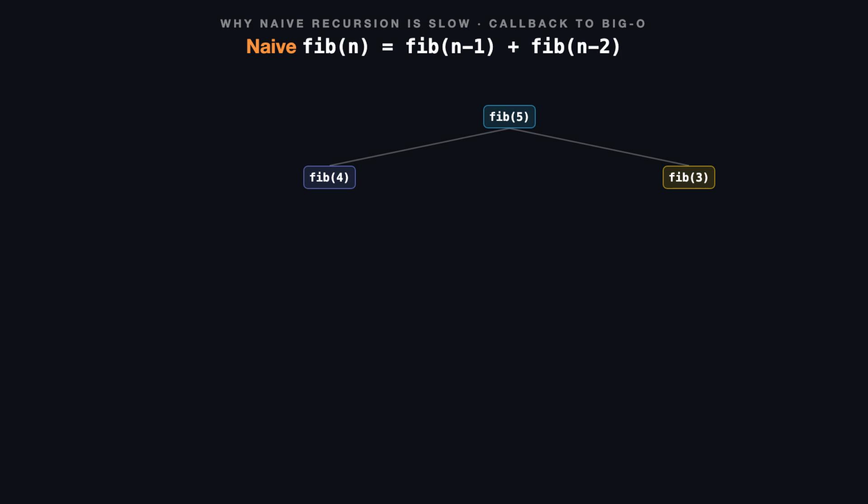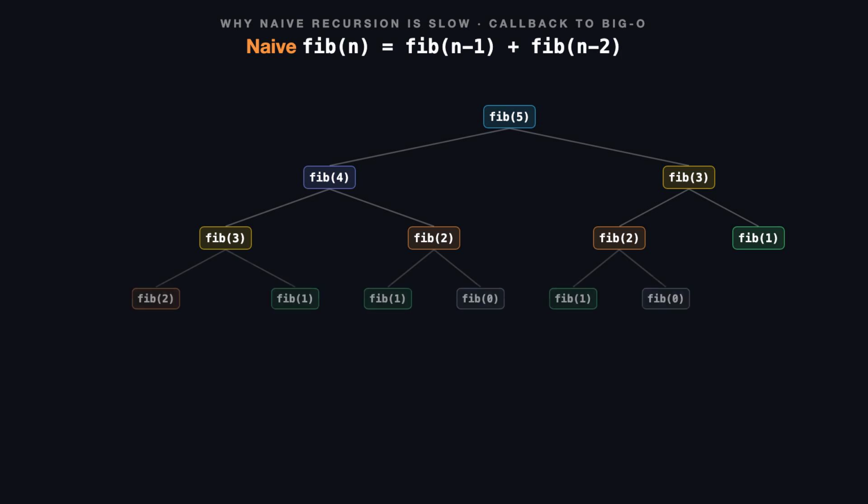Each Fibonacci number is the sum of the two before it. So fib of n calls fib of n-1, plus fib of n-2. 2 calls, every time. Fib of 5 calls fib of 4 and fib of 3. Fib of 4 calls fib of 3 and fib of 2. But look, fib of 3 is already computed twice. Go deeper and it gets worse. Fib of 2 shows up 3 separate times. Fib of 1, 5 times.